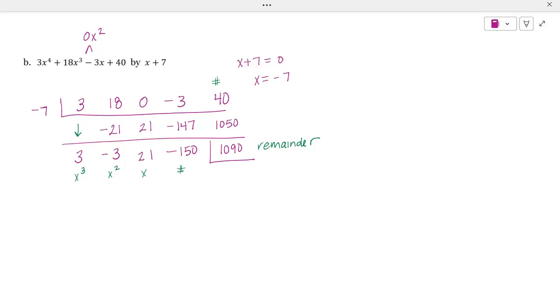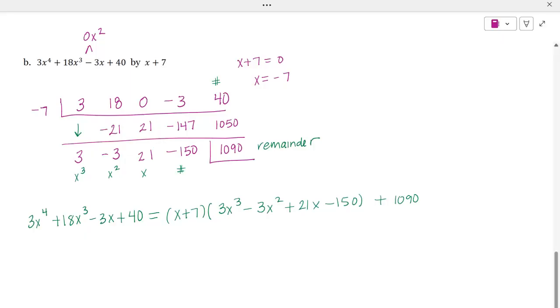So looking at our original, 3x to the fourth plus 18x cubed minus 3x plus 40, that's going to be equal to x plus 7, which is what we divided by, times our answer, 3x cubed minus 3x squared plus 21x minus 150. And then we need to add on our remainder, which is 1090.